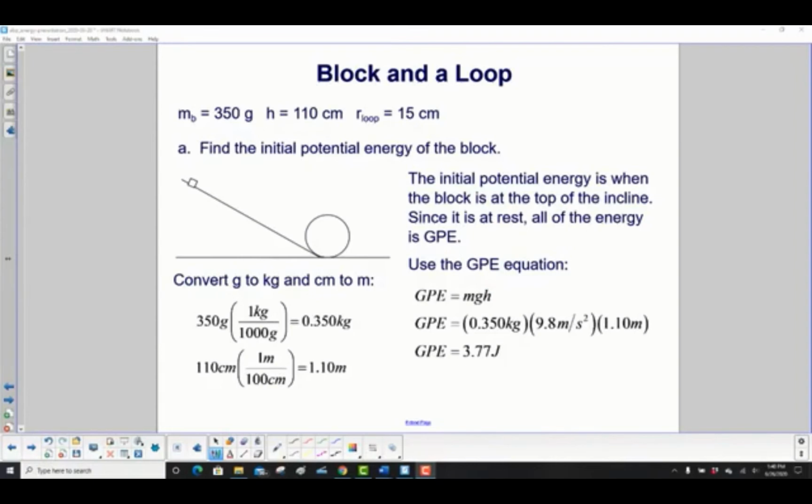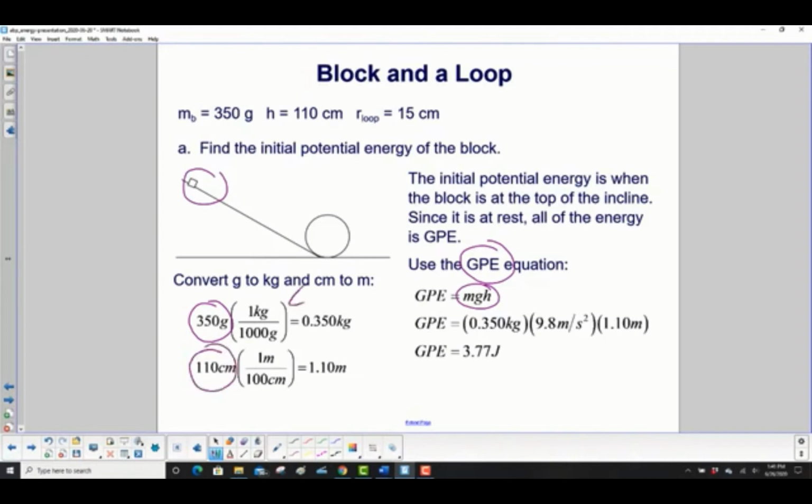The initial potential energy is when the block is at the top of the incline. Since it is at rest, all of the energy is GPE. There's no kinetic energy, there's no elastic potential energy. So we'll want to use the GPE equation, which is equal to mgh. Now our problem here gave us grams and centimeters.